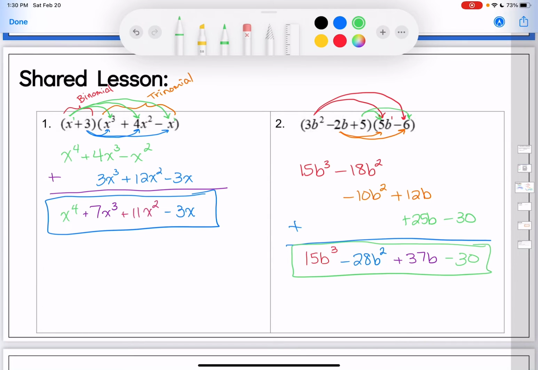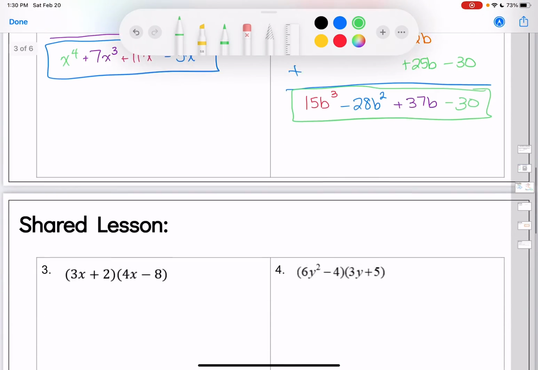And notice it is written in standard form. I should have mentioned that in the last one as well. Just making sure that we always write our answers in standard form. It just makes checking your answers a lot easier, grading your answers a lot easier. So just line them up in order, right? Okay, so that's it. Distribute, distribute, distribute. That's all we got to do.